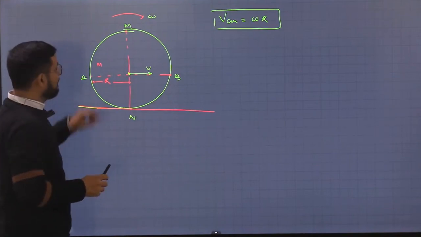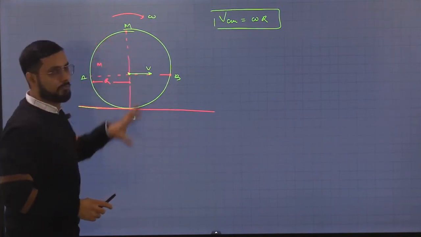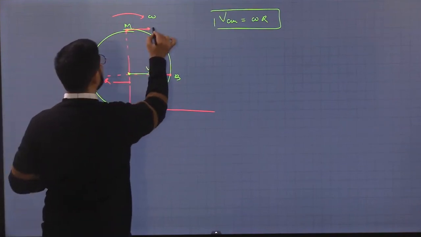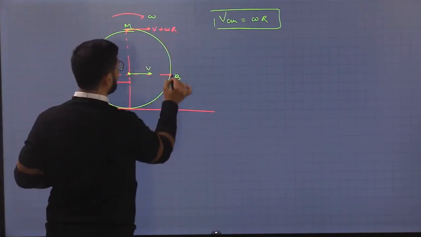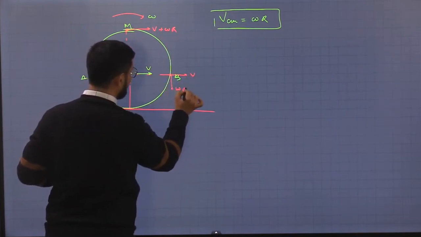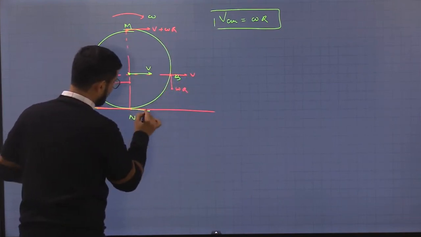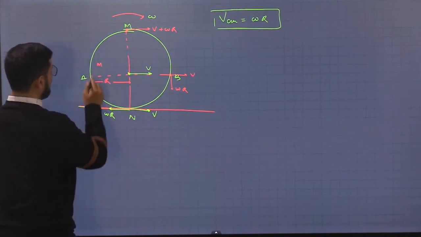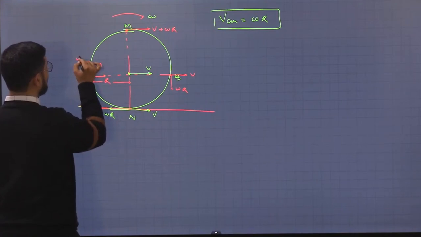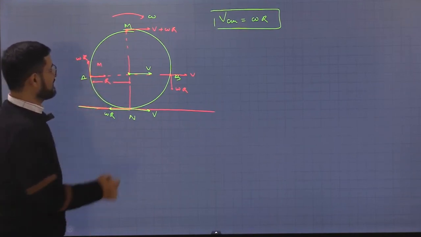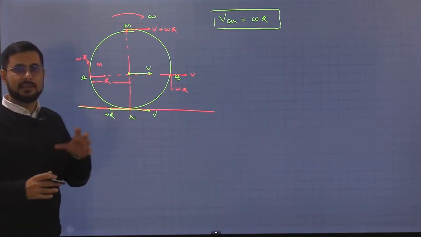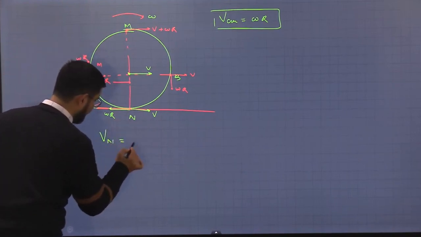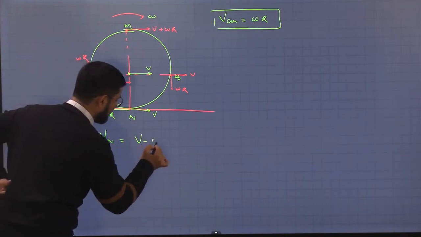Now I will write the velocities of these 4 points in this condition when VCM is equal to omega R. So this is V plus omega R. This is again V and then omega R in downward direction, and this point has translational velocity V, and in backward direction it is omega R. Here it is VCM and omega R. Now the main point of interest is this point of contact at which this wheel is in contact with the ground. So can you tell me what is the velocity of this point N? So it is simply V minus omega R.